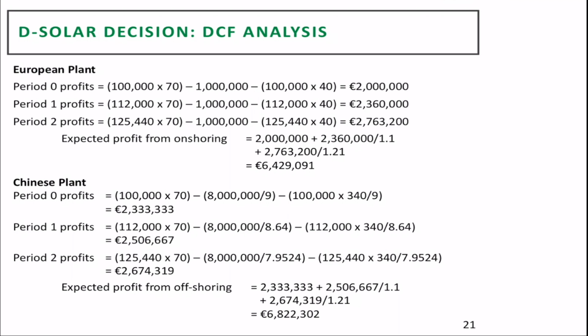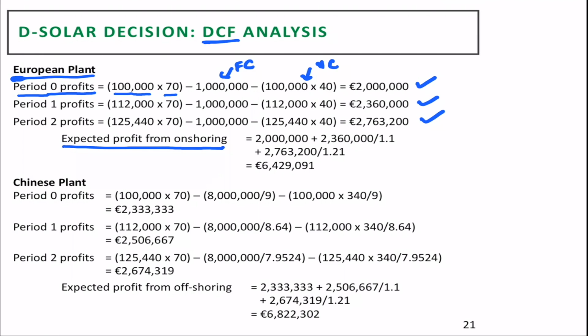So if we do discounted cash flow analysis, in the European plant during period 0, the profits are going to be demand, which is 100,000, times revenue of 70 euros per panel, minus the fixed cost. So remember, this is fixed cost, and this represents variable cost. So we get a profit of about 2 million euros in period 0. Similarly, we can calculate profits for period 1 and 2.